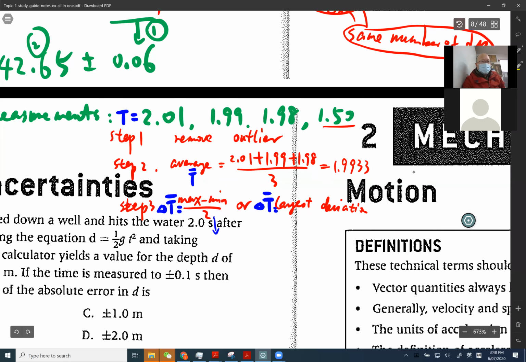Let's check the question. For method 1, we use maximum minus minimum. The other one already removed. So the answer is 0.03 divided by 2, right?